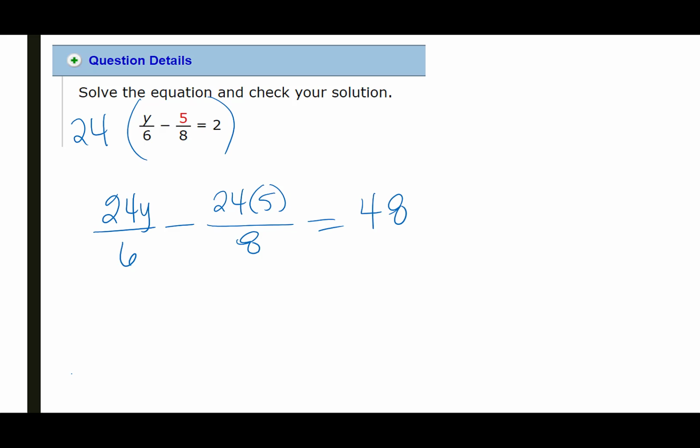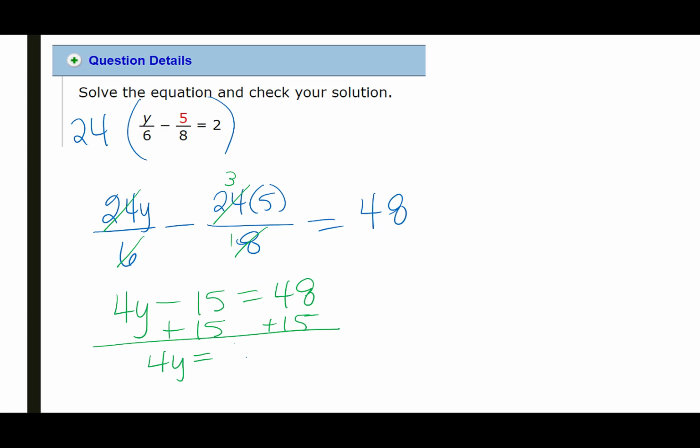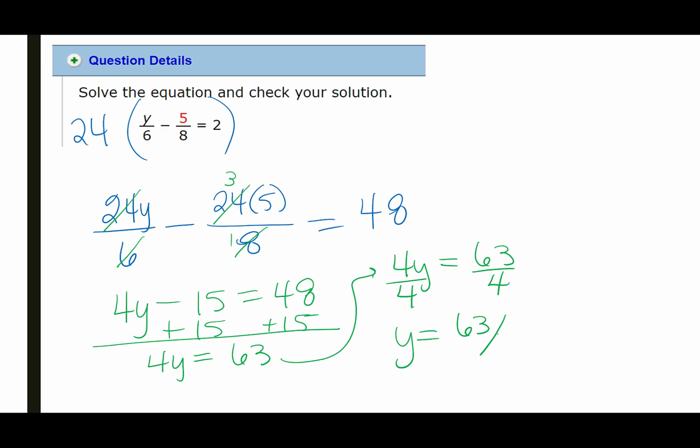Okay, now we go back and simplify these fractions. 24 and 6 simplify to 4y. The 24 and the 8 simplify to 3 and 1. And then multiply the 3 times the 5, which is negative 15 equals 48. Now we'll solve this equation by adding 15 to both sides. 48 plus 15 is 63. So now I have 4y equals 63. Divide both sides by 4 to get y equals 63/4.